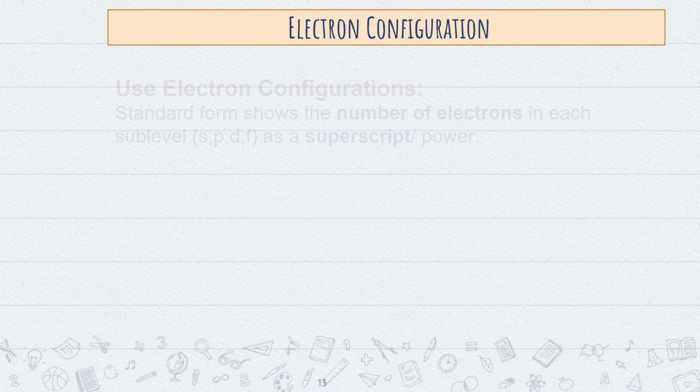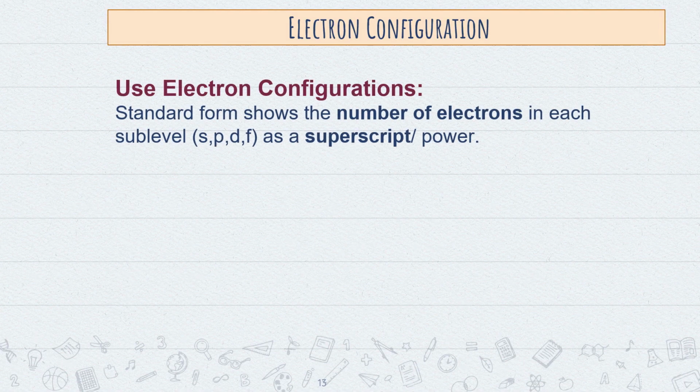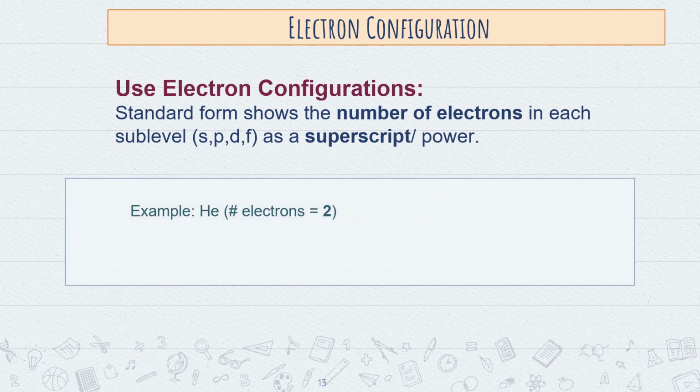So electron configuration is that manager code. It is a standard form that shows the number of electrons in each sublevel as a superscript or a power. So for example, helium has 2 electrons.